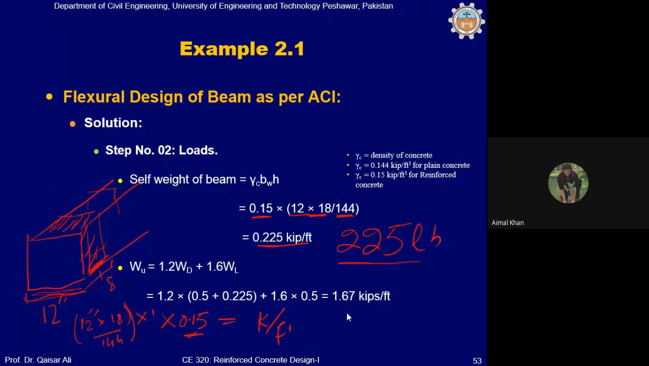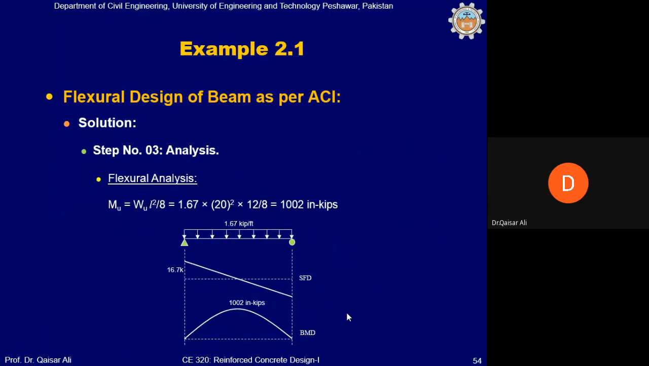The next step is the analysis. This is a simply supported beam, and you can do the analysis very easily. It's not difficult. The shear force diagram: I know you are very good at drawing shear force and bending moment diagrams. 1.67 multiplied by half of the distance, which is 10 feet, will give you one reaction, which will be 16.7. The other reaction is also 16.7.